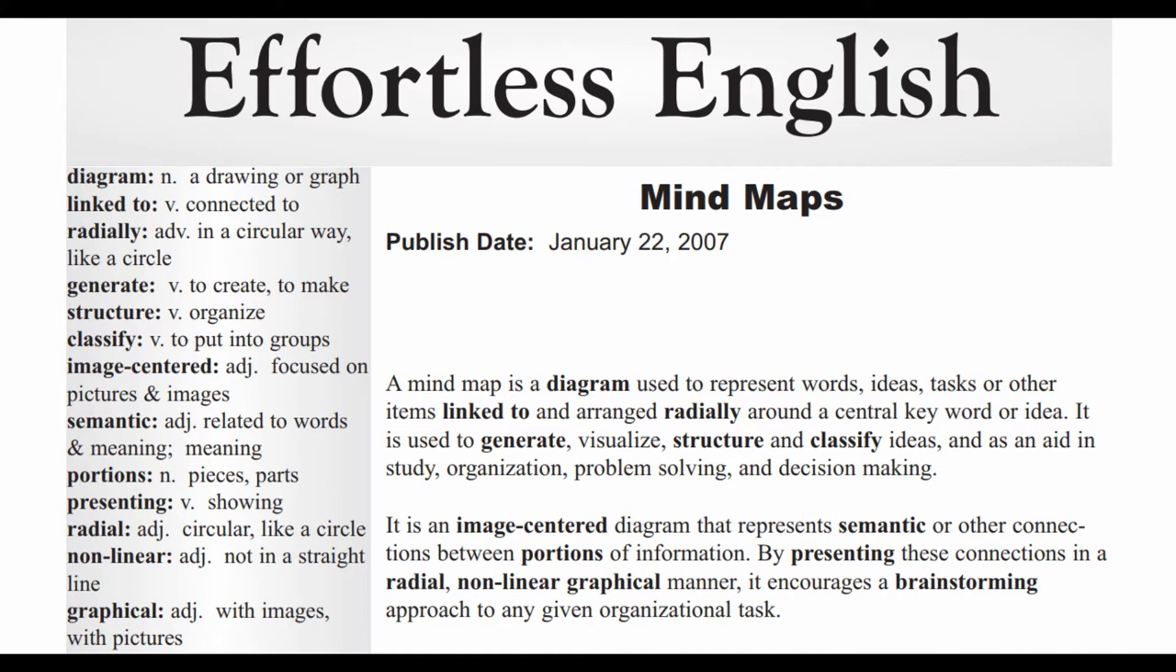Next, we see the word radially, that in a mind map, information is arranged radially. Radially means in a circle, in a circular way, like a circle, around. So that's radially, arranged in a circular way, radially. The next sentence, we see the word generate, to generate. Mind maps generate new ideas. That means to make or to create, to generate.